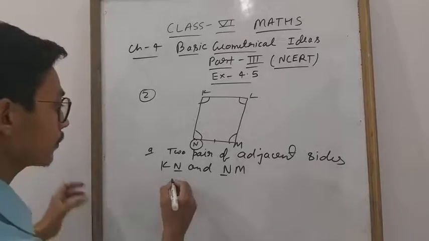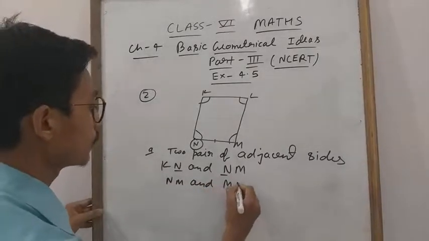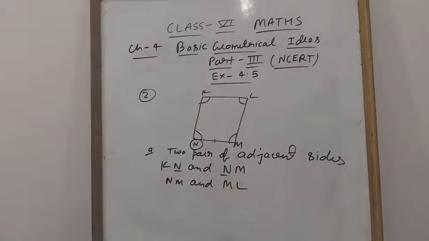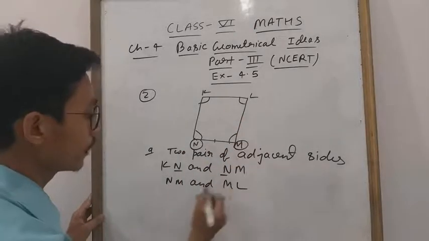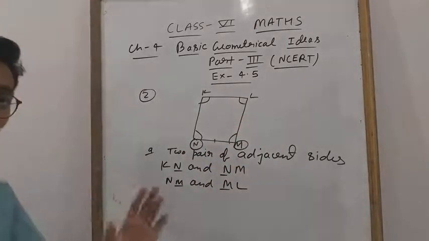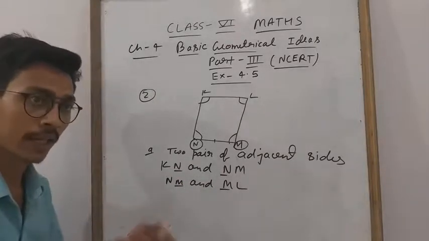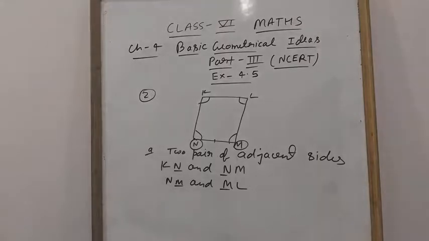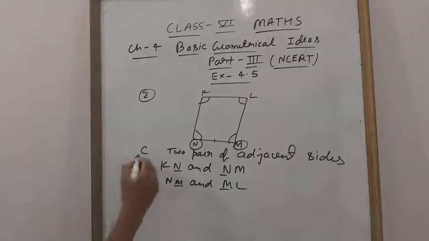You can write another: NM and ML. See, this is also a pair of adjacent sides. Why? Because you know that NM and ML both have M as the common initial point. That is, adjacent sides means having a common initial point or common vertex. Clear, everyone? So this is your two pairs of adjacent sides, and this is part C. Okay, everyone?